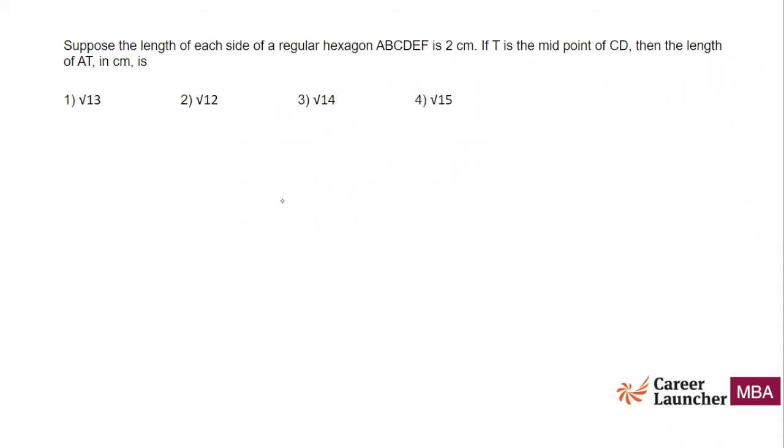So this is a question on a regular hexagon. So we have a regular hexagon A, B, C, D, E, F. So let's draw the regular hexagon. A, B, C, D, E, and F. And its side is 2 centimeter. So let's say this is 2 centimeter. If T is the midpoint of CD, so this is the midpoint. That means we have 1 centimeter here, and we have another 1 centimeter here. Then the length of AT is going to be how much?